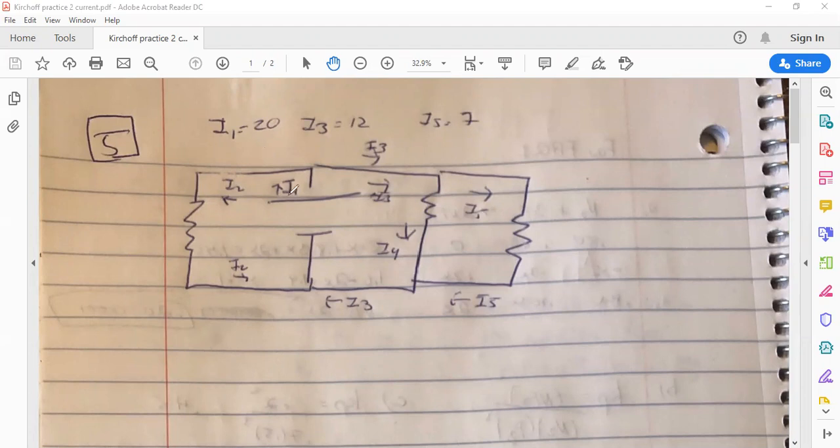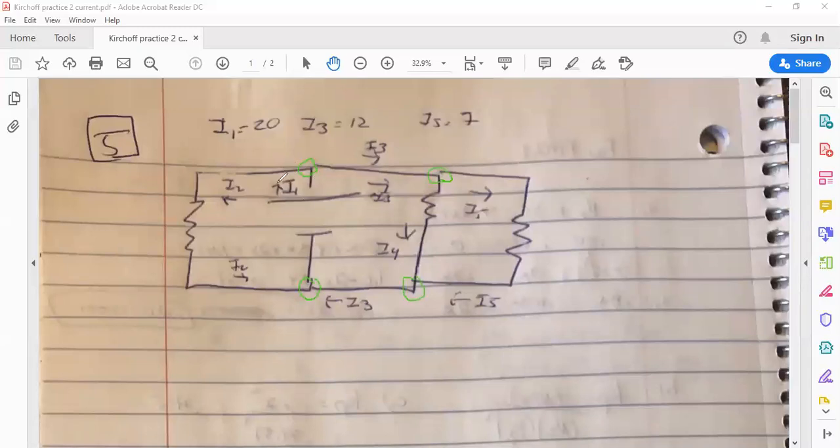So if we look at this one, we have I1, I3, and I5 given. We're trying to find I2 and I4. So what we're going to do is set up several equations at each junction. Here are all of our junctions in green. And then we'll set up what's going on at each one.